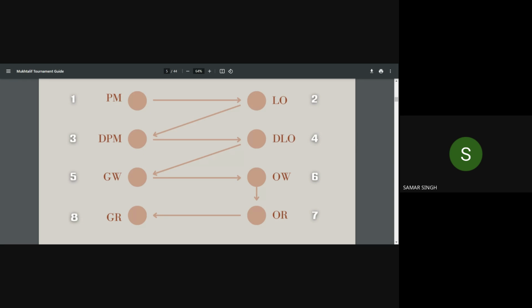Anything that has been told till now, if you have any doubt regarding that, just ask me right now. So, what are the full forms of these abbreviations? Okay, so the PM is basically the Prime Minister.